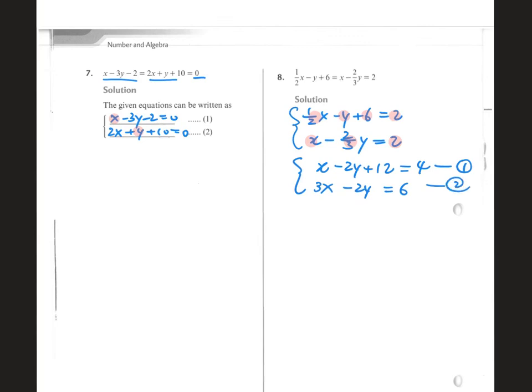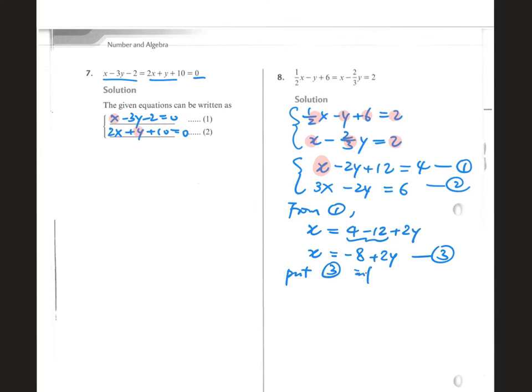After I prepare the equations, next we search for the single one, and this time you only have x as a single one in the question. As a result, I will start from number 1, where x will be equal to 4 minus 12 plus 2y. Don't forget to simplify the numbers. It's minus 8 plus 2y, which I call equation 3. And then in this case, you can put number 3 into number 2, and you can solve the problem afterward.